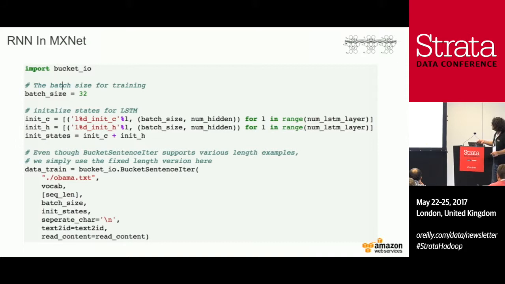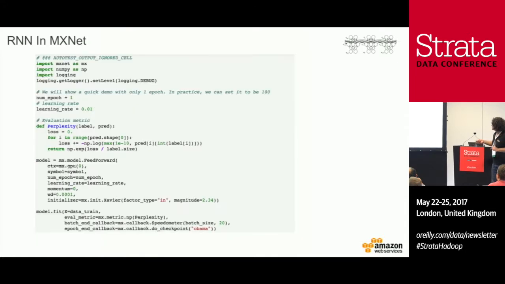And then train the network based on the bucket sentence iterator. And give it the sequence length, that was the bucket size. We give it the vocabulary that we have produced. We'll take a look at vocabulary in a minute. And we're good to go. And do a feed forward, as we did before.